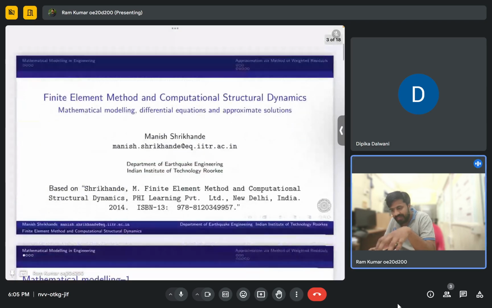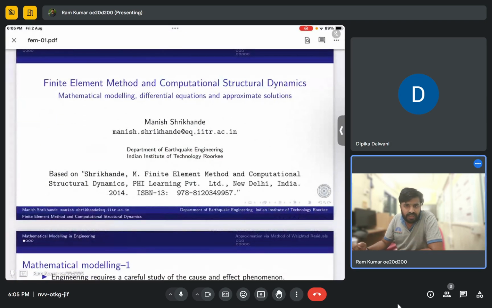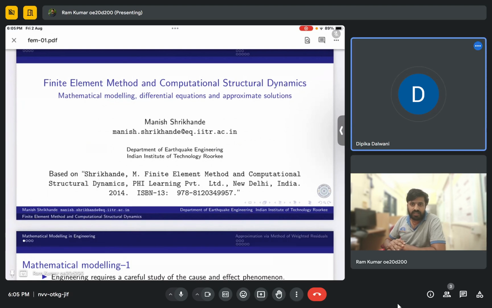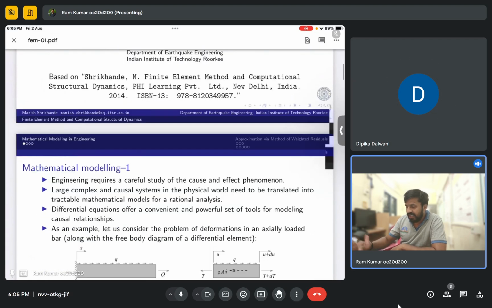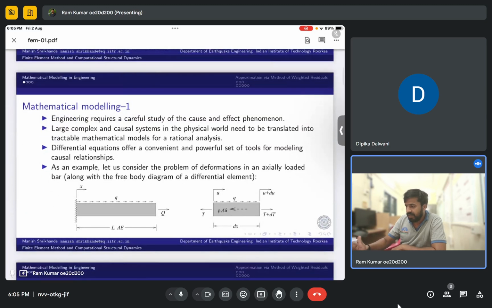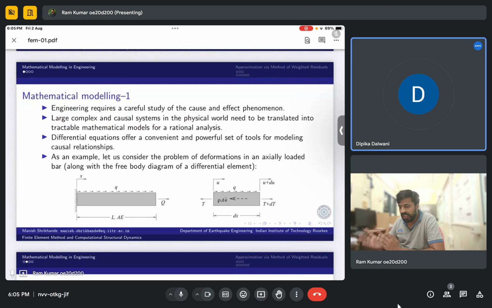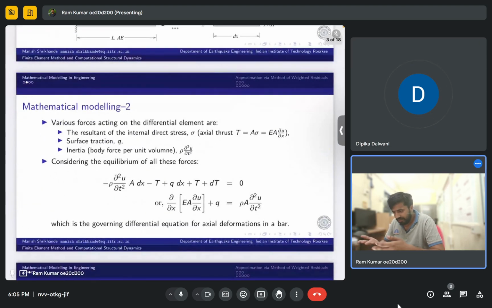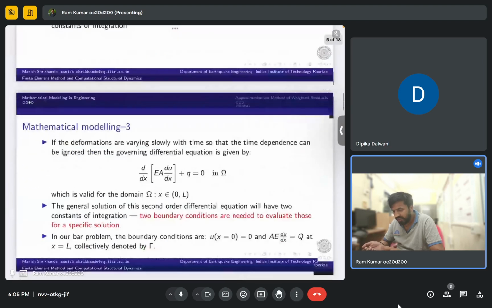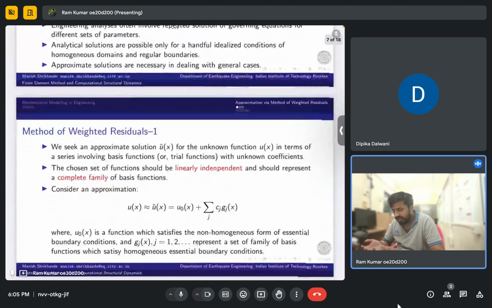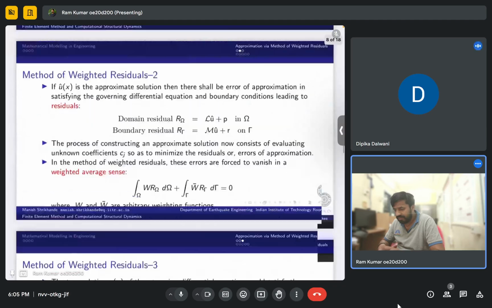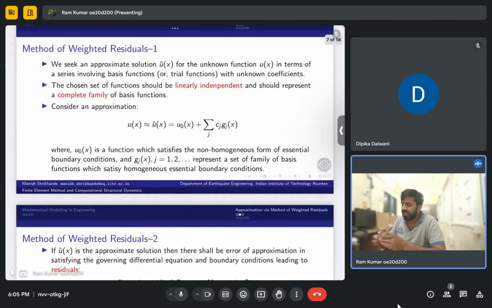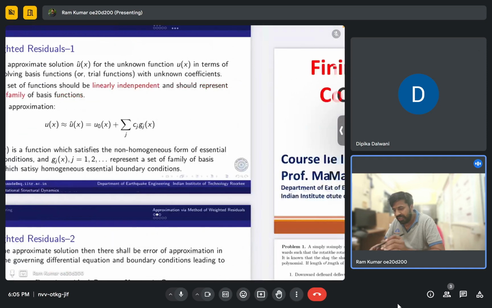So this is the real content that we are going to start from this class, that FEM 01. Like how we are going to model the structure, how we are going to calculate the stiffness matrix, then more different types of methods. Slowly we will go, and then come to the weighted residual method. Whatever we discussed last class, there's a 2.2, 3.2 rule that we are going to use here.